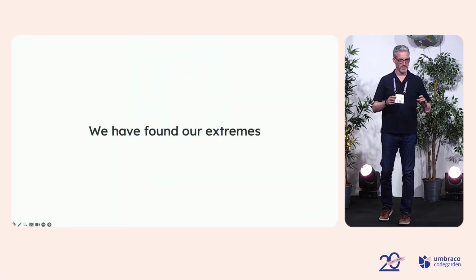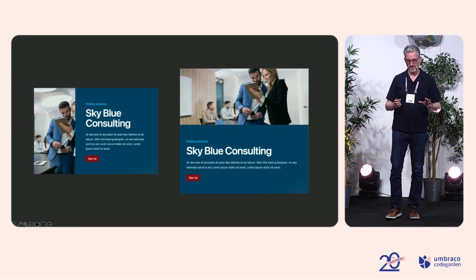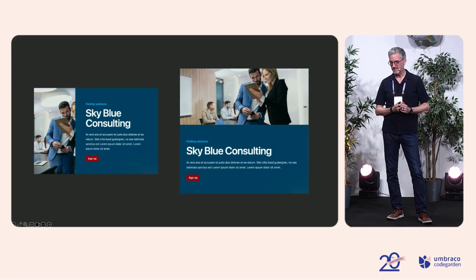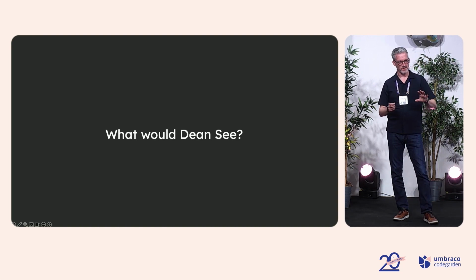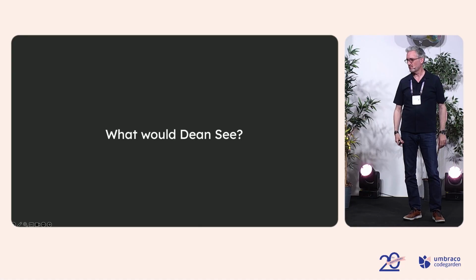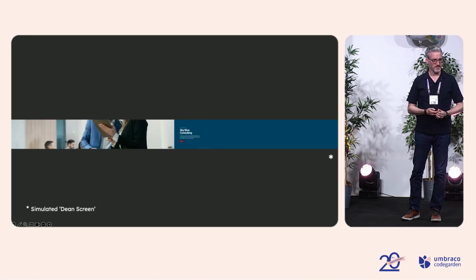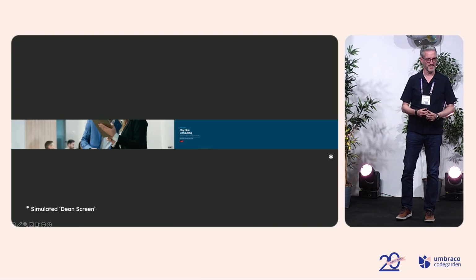So what we do is we find our extremes. We've looked at all of those, worked out where the extremes are, and we've identified these two. And it turns out in this case, they're actually just 1 pixel apart in width either side of a breakpoint. And these are the issues that we want to fix. So when we're talking about finding the extremes, we're just going to want to ask this question, what would Dean see? So if Dean was to maximize our site across his screen, what would it look like? Well, something like this. I didn't actually have a Dean screen available, so this is a simulated one, but we get the idea. It's going to look daft.